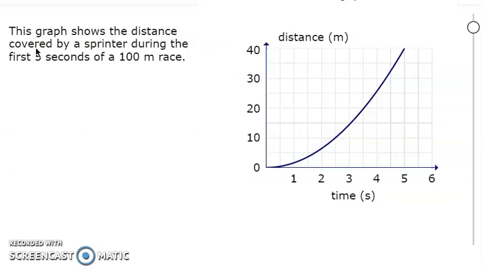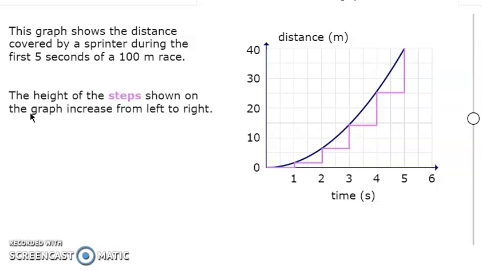This graph shows the distance covered by a sprinter during the first 5 seconds of a 100-meter race. You can see the graph. The height of the steps shown on the graph increases from left to right. See, the height on the graph is this vertical line. That increases as you move from left to right. This is the smallest, this is a bit larger, this is larger, still larger, and this is again the largest.